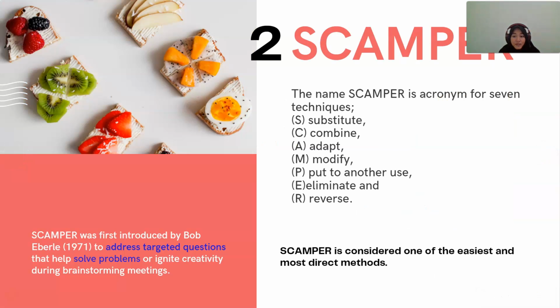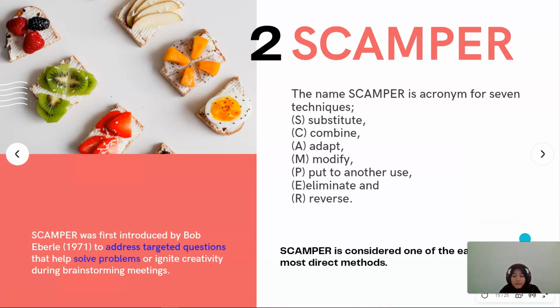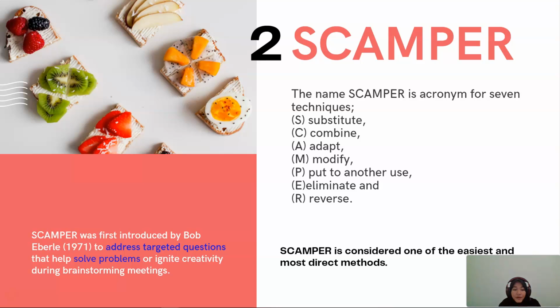Now we proceed to the next one, which is tool number 2, Scramble. Have you heard about Scramble? Scramble was introduced by Bob Eberle in 1971. What is the purpose of Scramble? To address targeted questions that help solve problems or ignite creativity during brainstorming meetings.